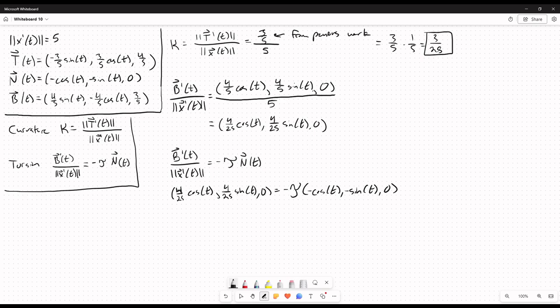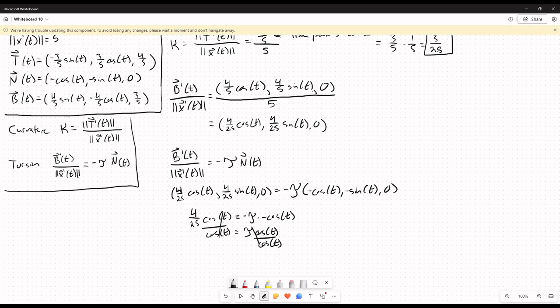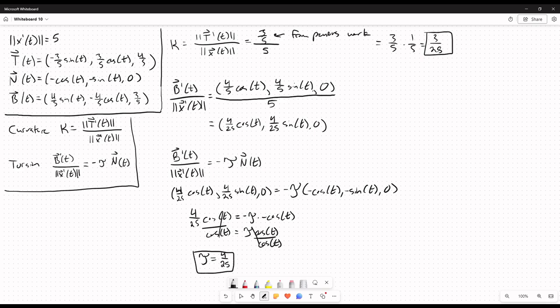What you can do is, this needs to be true for all components, so let's just look at the first component. We're looking for a scalar such that 4/25 of cosine t equals negative tau times negative cosine of t. In other words, it equals positive tau of cosine of t. Go ahead and divide both sides by cosine, and we find that tau, our torsion, equals 4/25. So there we go. Again, that could also be a function of t, depending on how these moving frame vectors turn out, but in this case it ended up being constant.